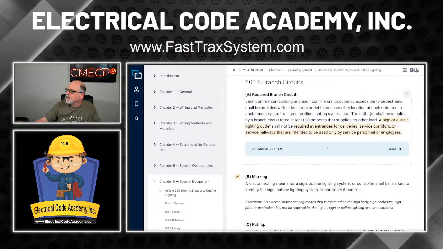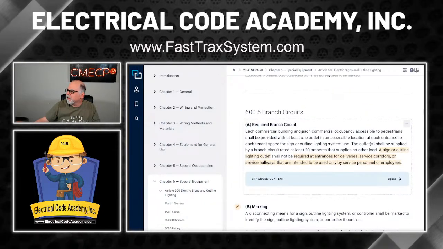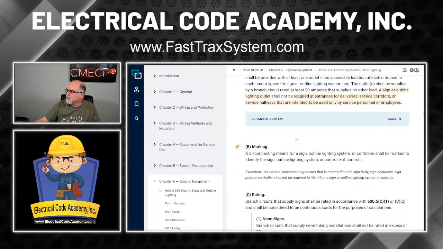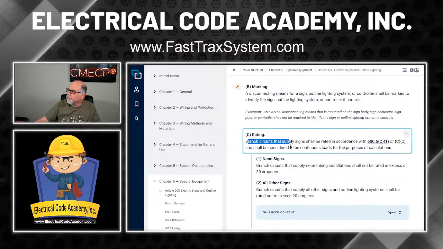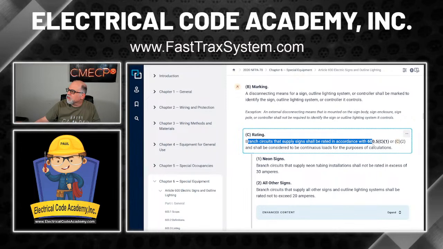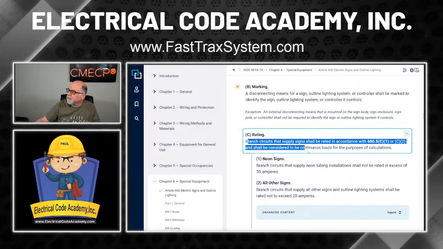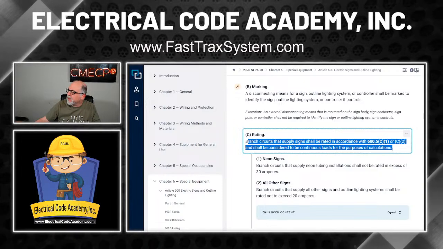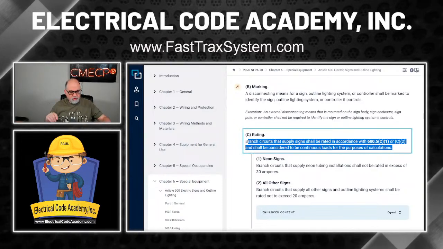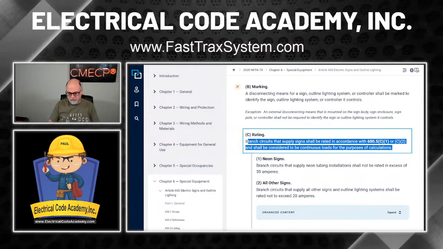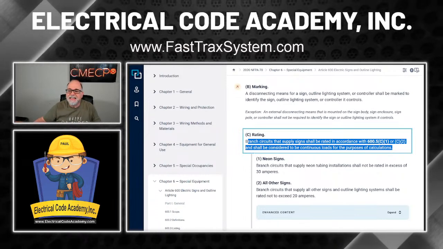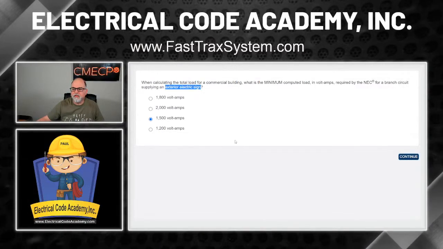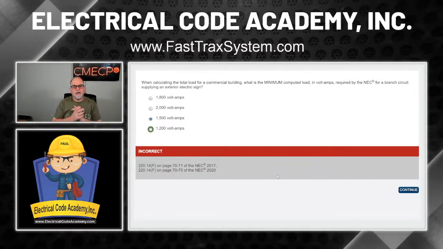Branch circuit rating. All right, here are the branch circuit requirements right here. And let's see here. Now, notice, branch circuits that supply signs shall be rated in accordance with 600.5(C)(1) or (C)(2) and shall be considered to be a continuous load for the purpose of calculations. So, if that's the case, let's take a chance here. So it's 1200 times 1.25. That is 1500. And let's go back and look at our question. And let's choose 1500.